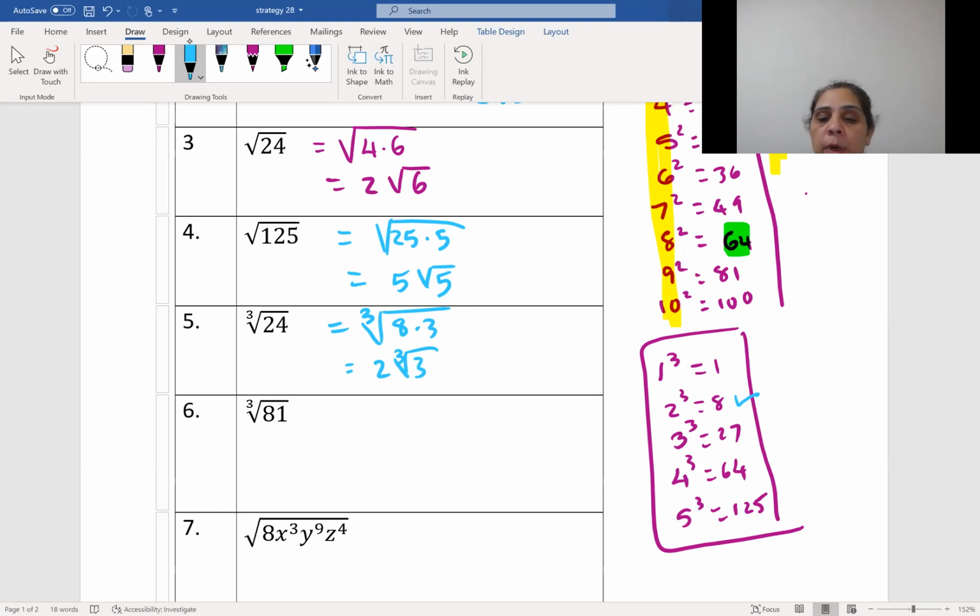Next one, we have 81. So what perfect cube can we divide this by? 27.